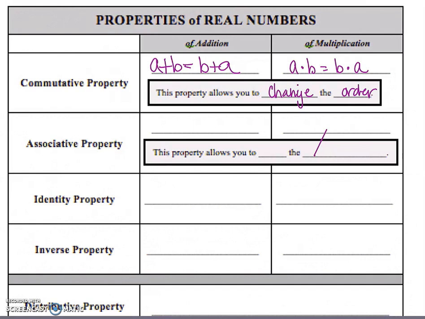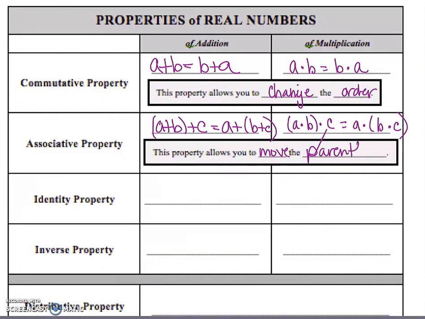The associative property looks like parentheses A plus B plus C, and that's equal to A plus parentheses B plus C. We can do the same thing with multiplication. We can say parentheses A times B times C is equivalent to A times parentheses B times C. Now notice here we are moving the parentheses. So that's what the associative property allows you to do. It allows you to move the parentheses in your expression and still have an equivalent expression.